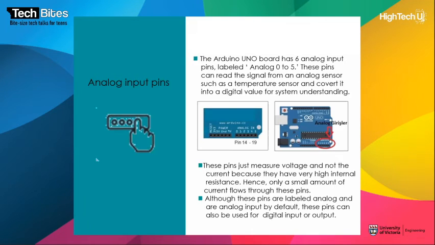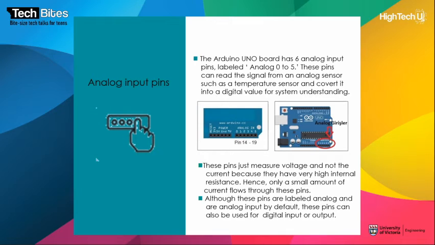Next is analog input pins. The Arduino Uno board has 6 analog input pins labeled analog 0 to 5. These pins can read the signal from an analog sensor such as a temperature sensor and convert it into a digital value for system understanding. These pins just measure voltage and not the current because they have very high internal resistance.